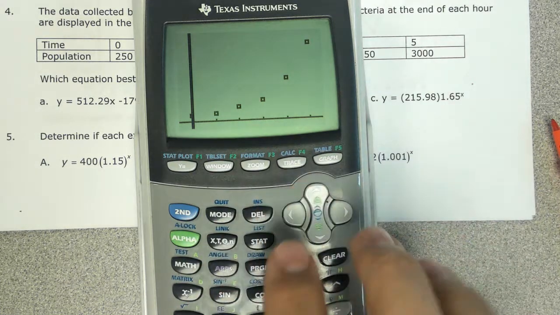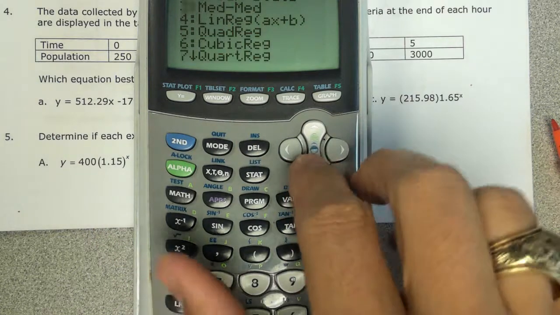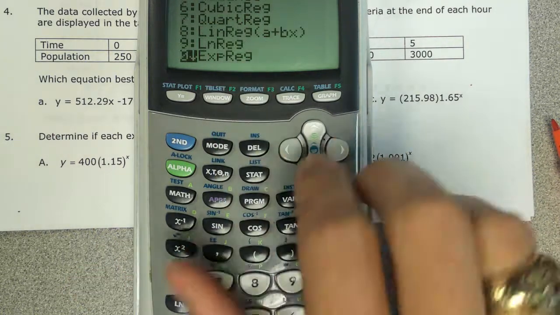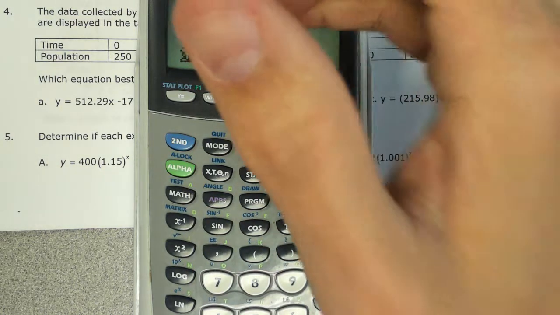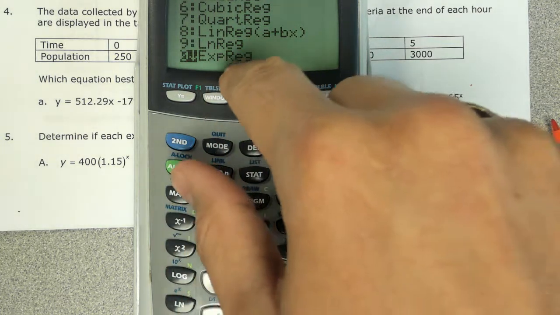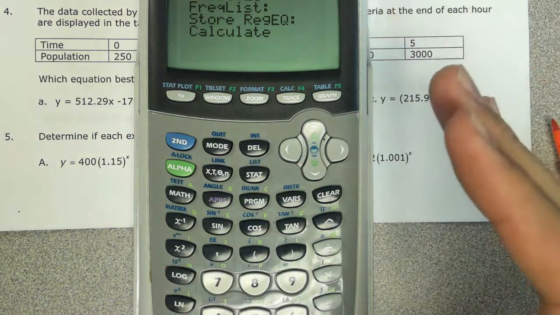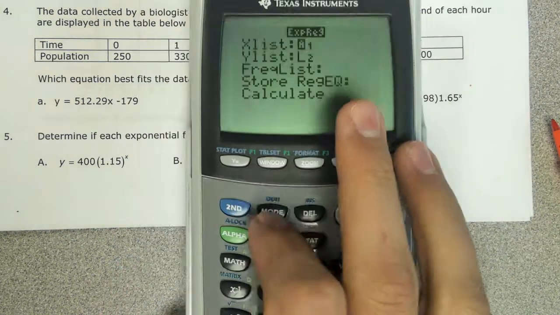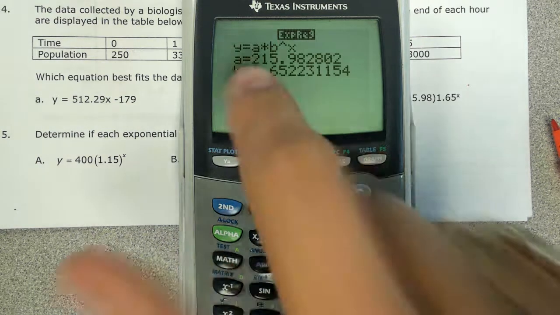And for exponential growth, I'm going to do the same thing for stat. So stat, calculate again, and I'm just going to try to find exponential growth. The only ones I think we do in this class are linear, quadratic, and exponential. The rest of them, it doesn't really matter as much. So there we go, exponential regression, press enter. I'm not going to predict anything in the future, so I'm not going to store it in Y1. So I'm just going to press enter a bunch of times, and there it is.